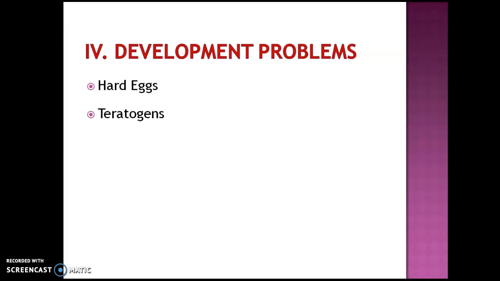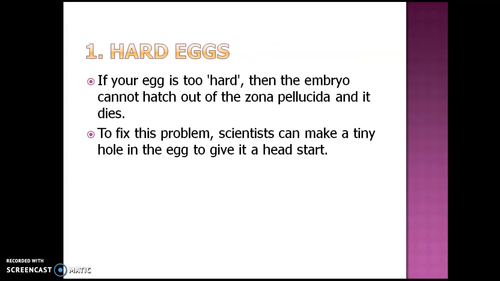So those include hard eggs and teratogens. We'll start with hard eggs. Hard eggs, what are they? As the name indicates, the outer covering, the shell, will be too hard, which obstructs the hatching of the egg, so that may kill the embryo within. It may suffocate the egg and the fetus, and it may lead to the death of the fetus. So here the embryo cannot hatch out from the zona pellucida and it may die.